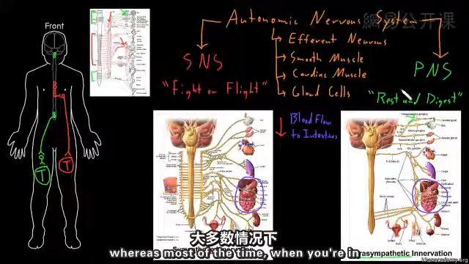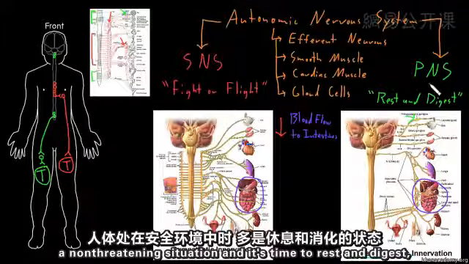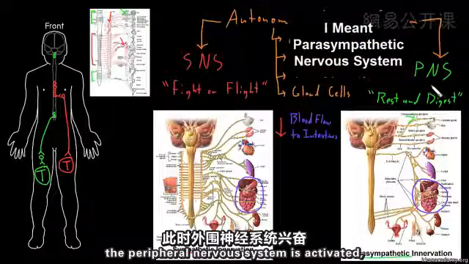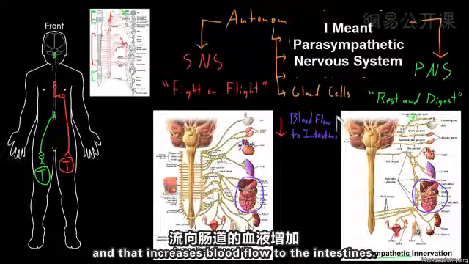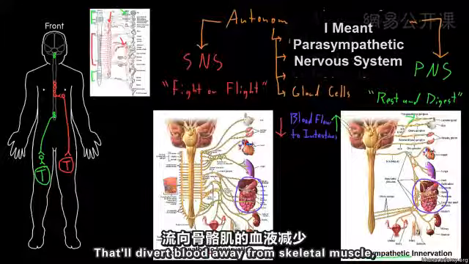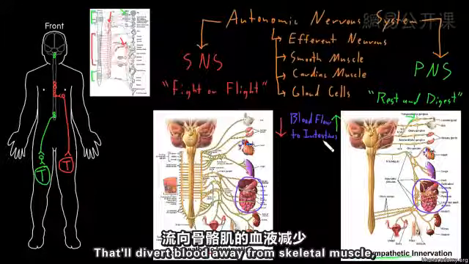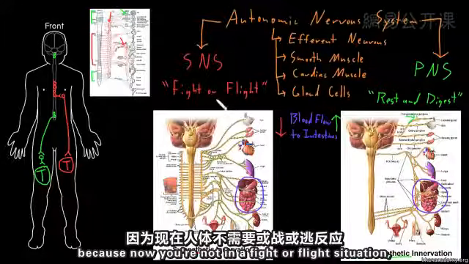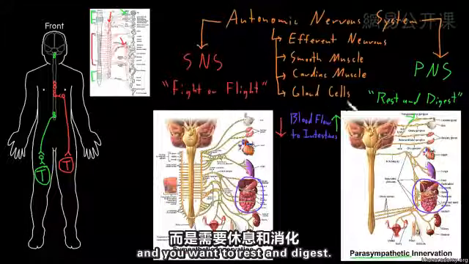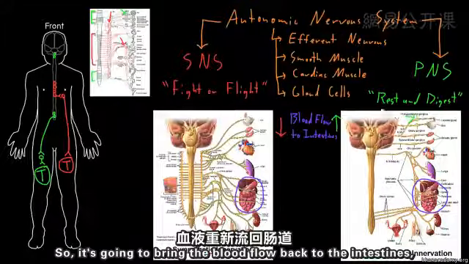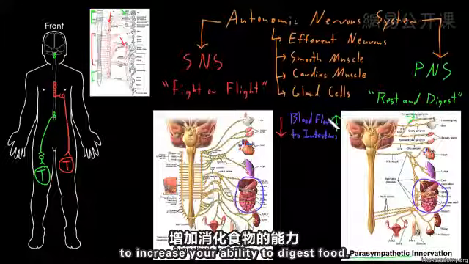Whereas most of the time, when you're in a non-threatening situation and it's time to rest and digest, the parasympathetic nervous system is activated, and that increases blood flow to the intestines. That'll divert blood away from skeletal muscle because now you're not in a fight or flight situation and you want to rest and digest. So it's going to bring the blood flow back to the intestines to increase your ability to digest food.